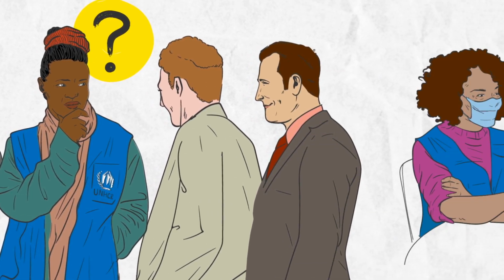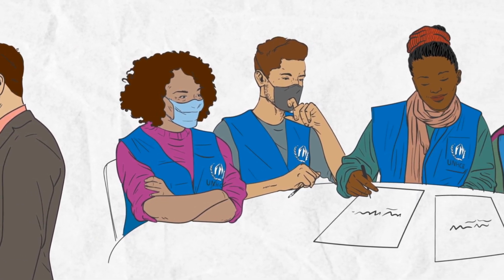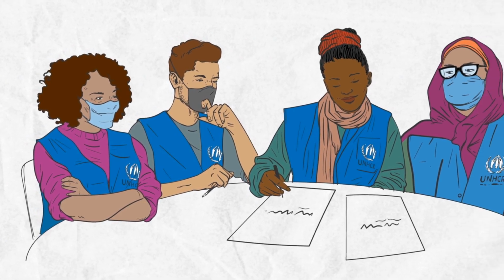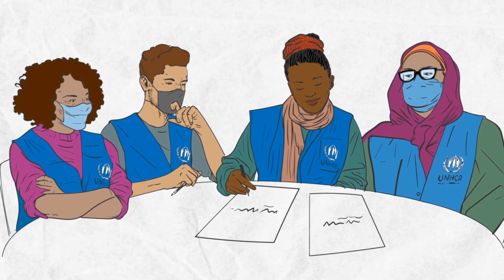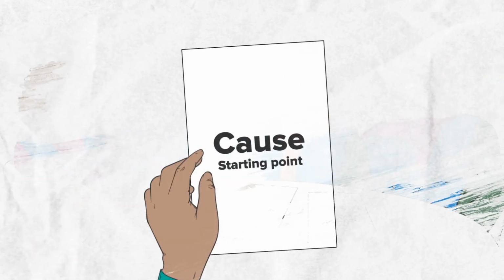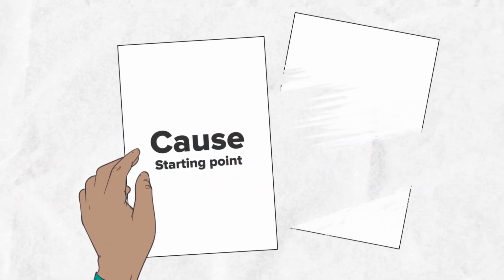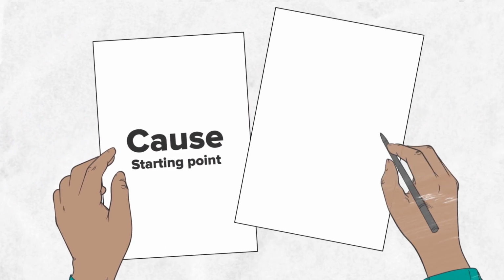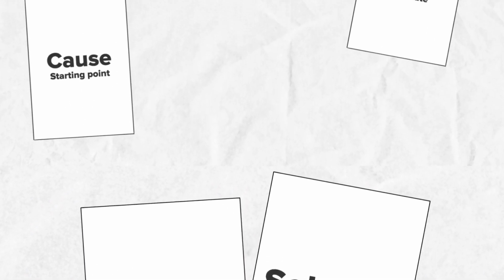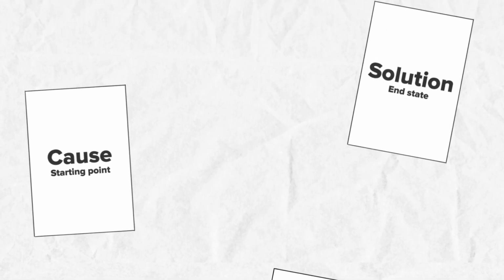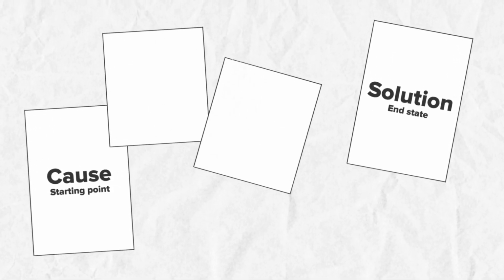So, how to do a change pathway? Take a sheet of paper and write down one of the causes of the problem you have identified in your problem tree. This is the starting point. Take another sheet of paper, write a solution. This marks the end state. Then fill in the stages between the assumed chain of events until we reach the solution.